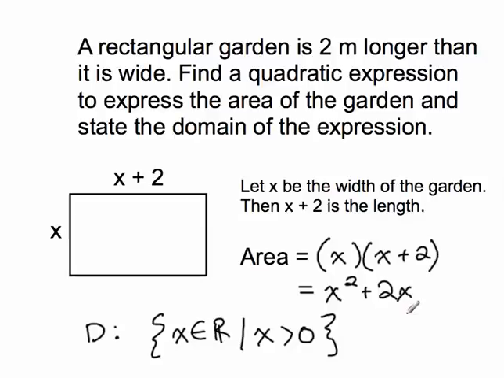Essentially, we are artificially restricting the domain, artificially restricting the values x can be, so that it makes sense in the context of the question. Something to keep in mind when you're working on word problems.